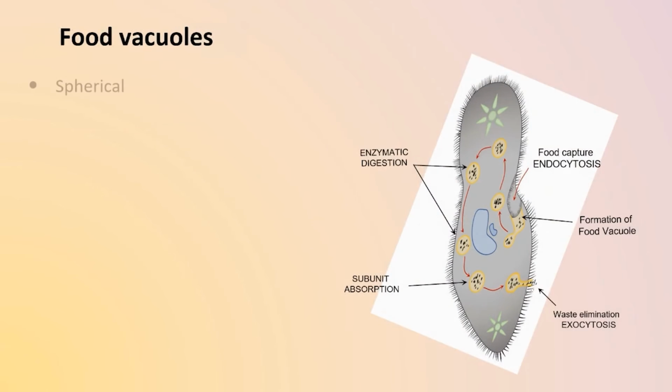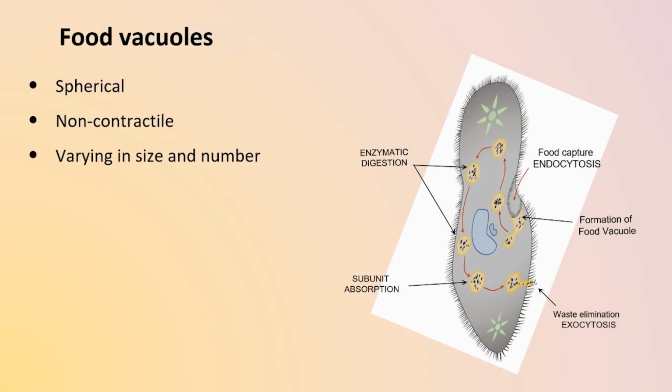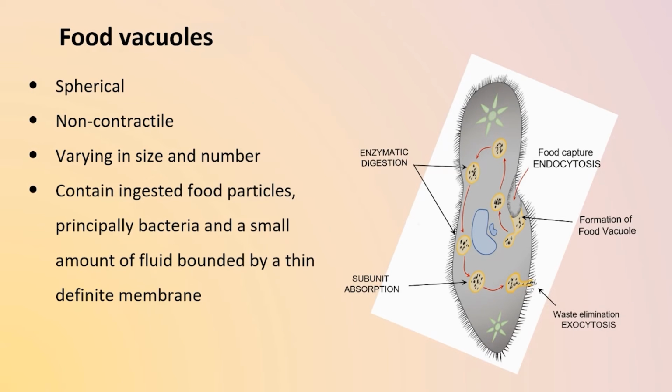Food vacuoles. These are roughly spherical, non-contractile bodies varying in size and number, lying in the endoplasm. They contain ingested food particles, principally bacteria, and a small amount of fluid bounded by a thin definite membrane. Volkonsky in 1934 proposed the name gastrioles for these vacuoles. Associated with the food vacuoles are the digestive granules.